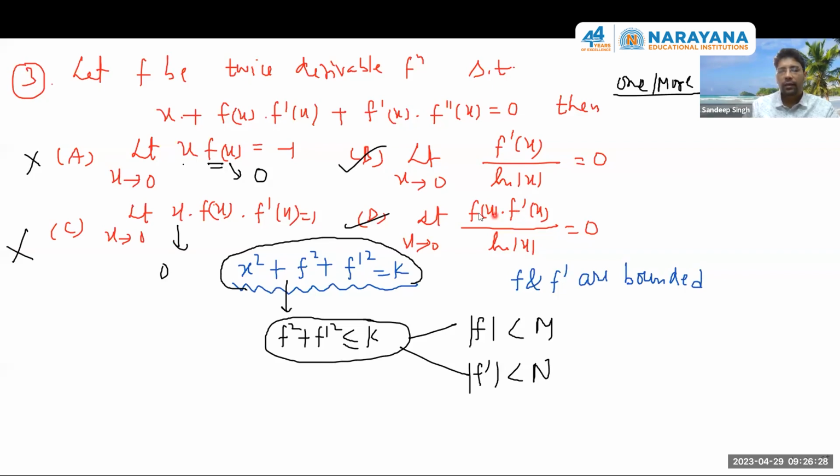Just keep in mind that in some question f might be bounded and f dash might be unbounded, and vice versa. Both are possible. Are you getting the point? So this is equal to 0. So you have to check both. And in this question, both are bounded functions, so there are no issues. Correct? So this is done.